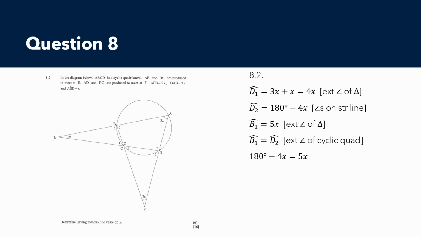And substituting in everything I know, 180 degrees minus 4x is equal to 4x, and 5x plus 4x is equal to 180 degrees, and hence 9x is equal to 180 degrees, and finally x is equal to 20 degrees.